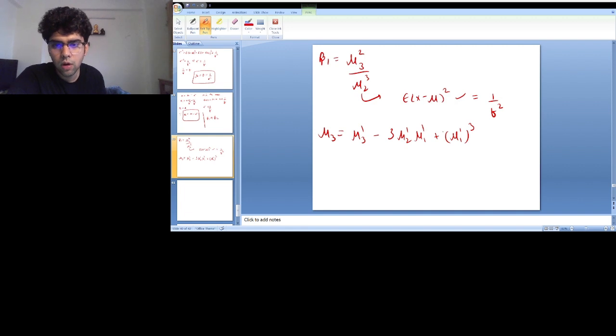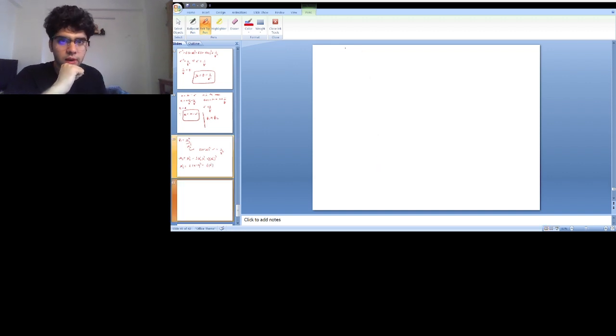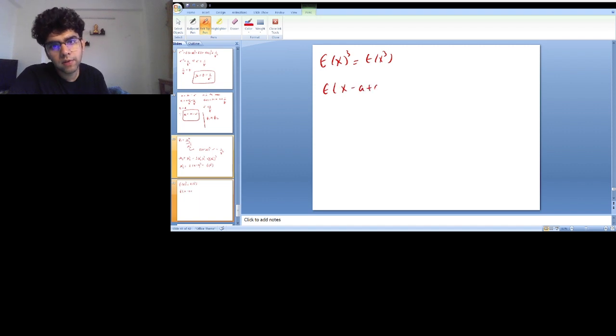So I have mu 1 here. So I need to find the value of mu 3 dash. So this is E of (x minus 0) whole cube, which is E of x cube. Now one thing that I can do here is that I can write this as E of x cube or E of x cube. Both of these are same, right? So I can write this as E of (x minus a plus a) whole cube, right?